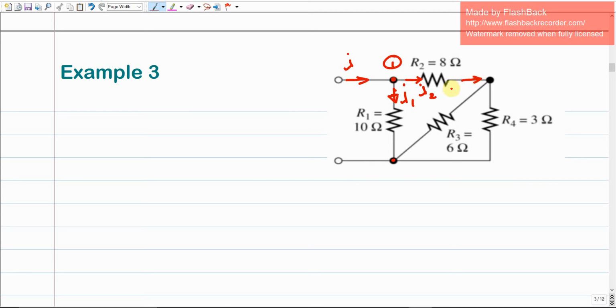Why? If we keep going with I2, at node 2, this I2 is going to be divided into two other currents, I3 and I4. Make sense? Then I3 and I4 will be collected at this node, which will return back to the source again. So if we look at this distribution, if I ask you where is the first resistance from the source, it's going to be R4.